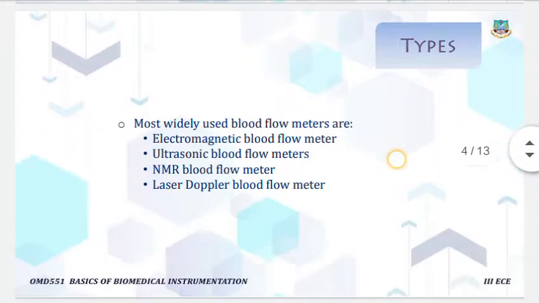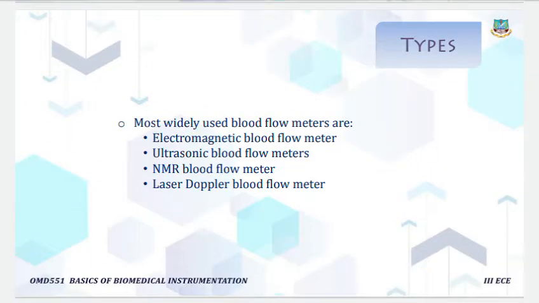Next, types. There are various types of blood flow meters available. The most widely used are the electromagnetic blood flow meter, ultrasonic blood flow meter, NMR blood flow meter, and laser Doppler blood flow meter. These are the types of blood flow meter. In our subject, we need to study two topics: the electromagnetic blood flow meter and the ultrasonic blood flow meter.